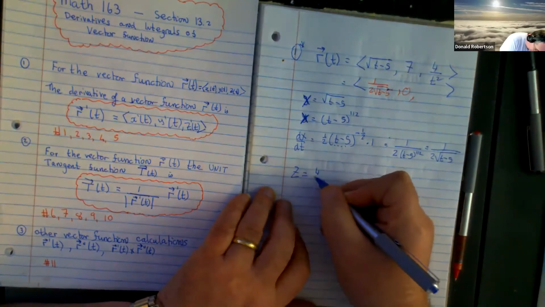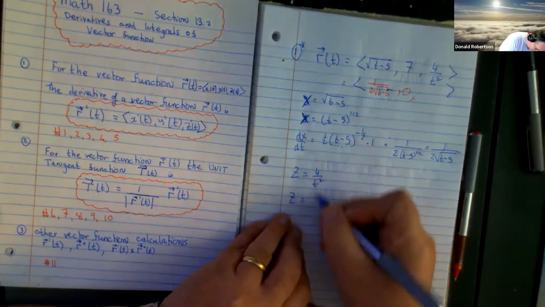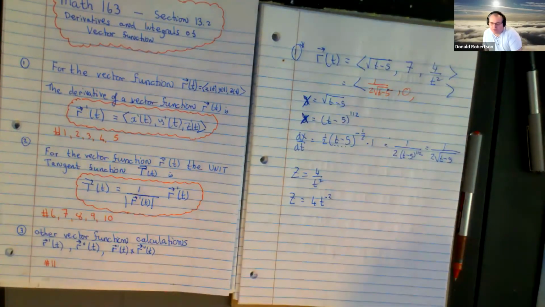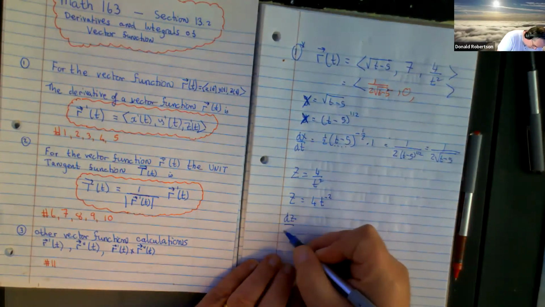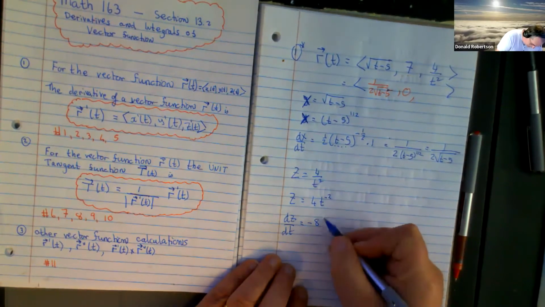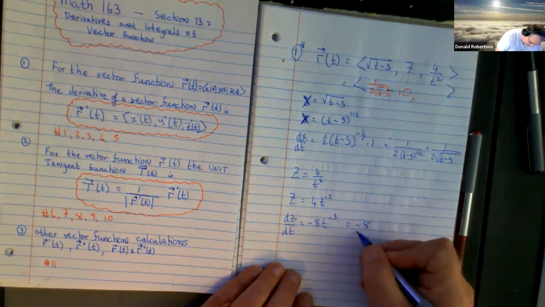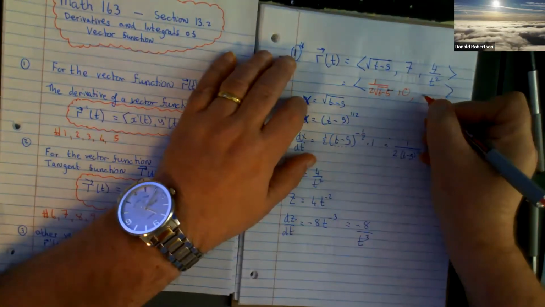Z is 4 over t squared. If you're going to differentiate this, you need to rewrite it as a power. So 4 over t squared can be written as a negative power, right? 4t to the negative 2. That means I can now do the power rule. So when I differentiate it, I get negative 8 multiplied by the power. You reduce the power by 1, and then you make it look like the original for style points. And there's our answer.